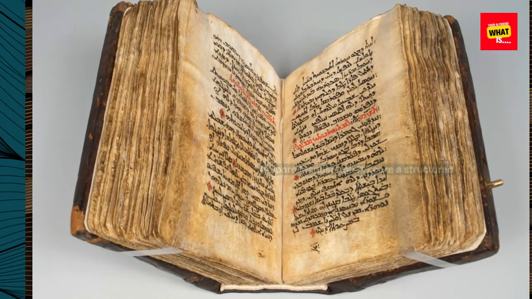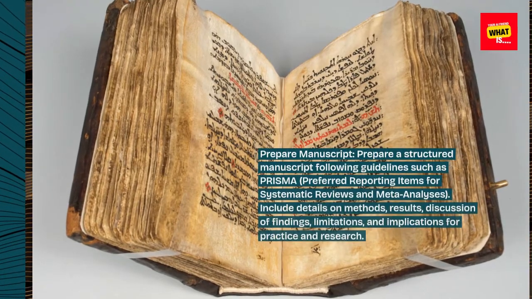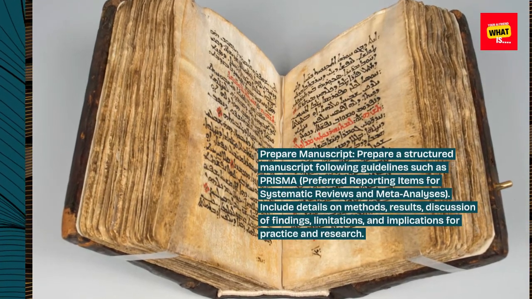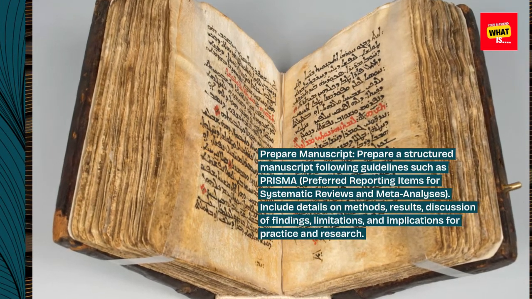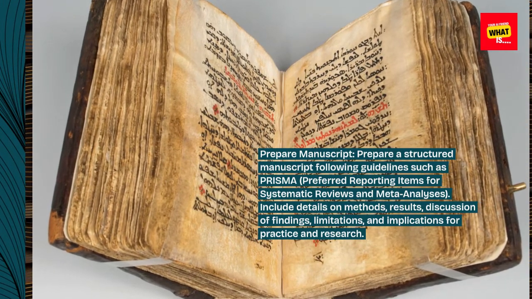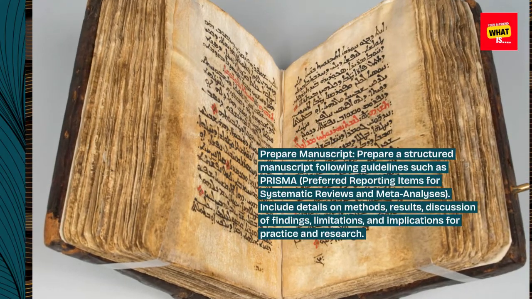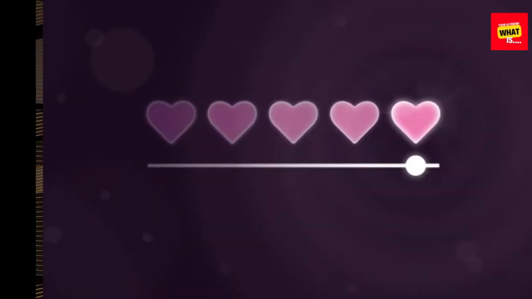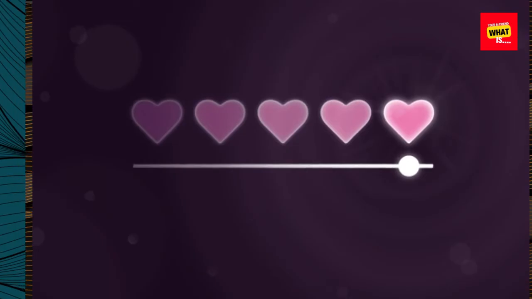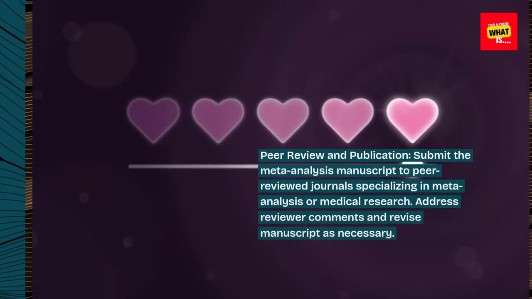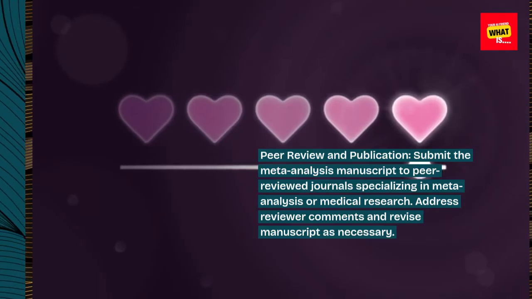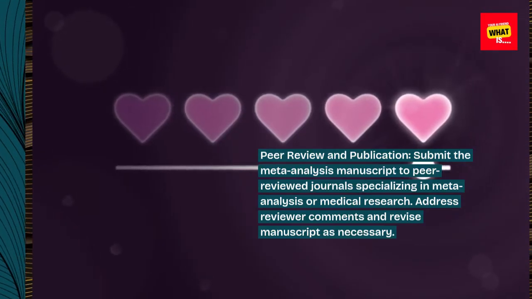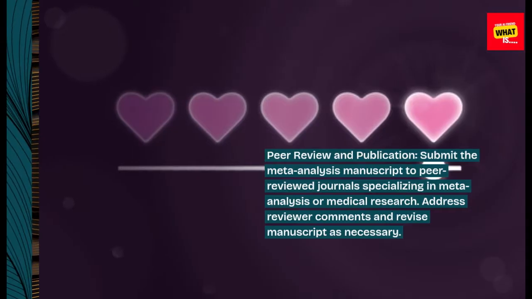Prepare a structured manuscript following guidelines such as PRISMA, Preferred Reporting Items for Systematic Reviews and Meta-Analyses. Include details on methods, results, discussion of findings, limitations, and implications for practice and research. Peer review and publication. Submit the meta-analysis manuscript to peer-reviewed journals specializing in meta-analysis or medical research. Address reviewer comments and revise manuscript as necessary.